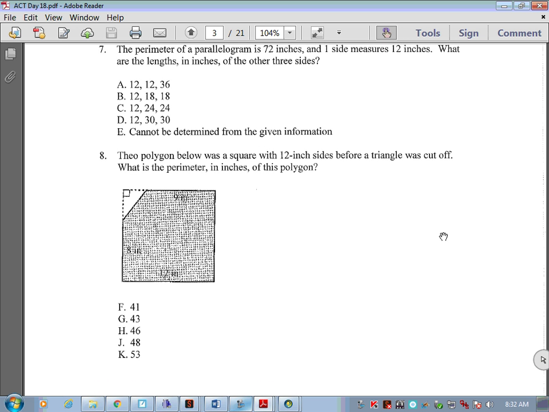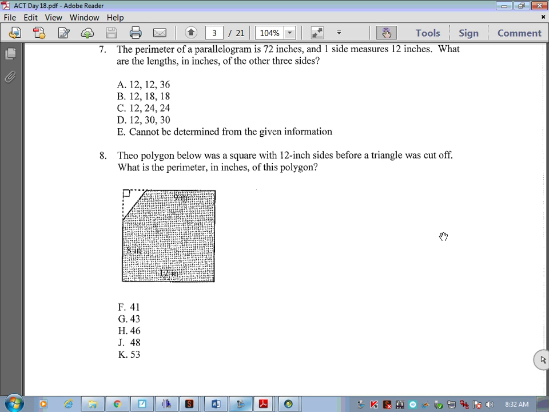Number 7 and 8. Ryan? 7? Are you needing 8? Okay, so just both of them. The perimeter of a parallelogram is 72 inches. One side measures 12 inches. What are the lengths in inches of the other 3 sides?